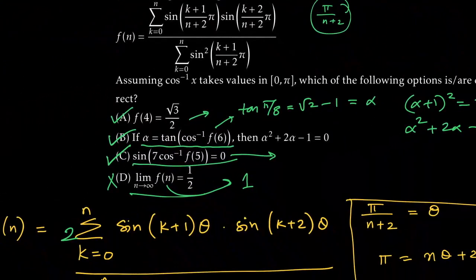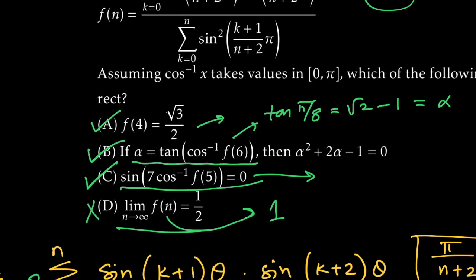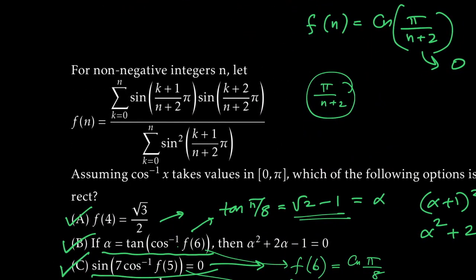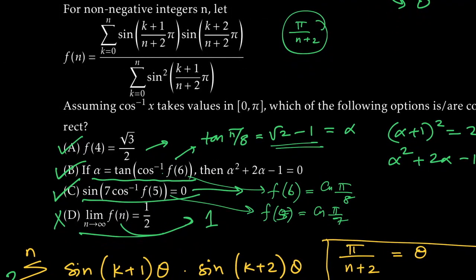In that case also you will be able to. So when you look at the options, you observe that your alpha is root 2 minus 1. So here also your f of 6 is coming out as cos of pi by 8. Similarly, f of 5 is coming out as cos of pi by 7, right? So if you can identify that pattern quickly, you don't have to do all this. You can easily get the answer, right? So that's it. We have done it in multiple ways, but you should be able to know all these tricks and techniques.